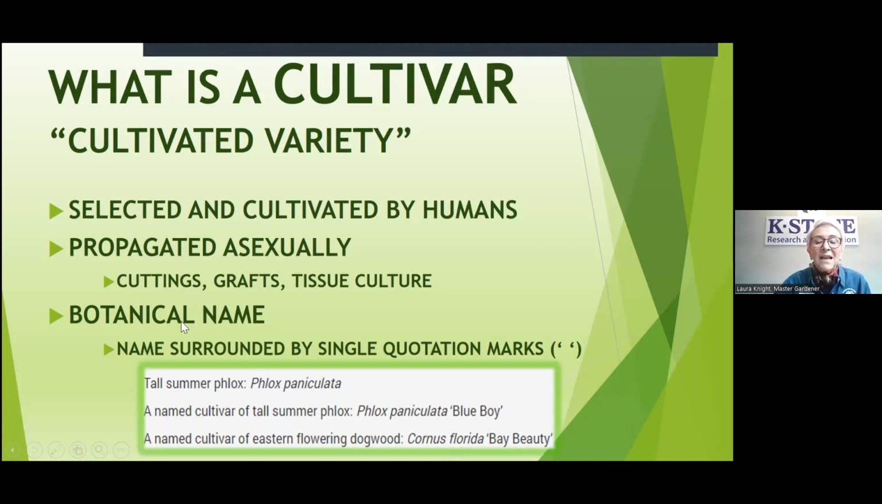The botanical name, when you buy it, is surrounded by single quotation marks. So if you're talking about a tall summer phlox, let's say it's Phlox paniculata, genus and species. And then the cultivar is 'Blue Boy'. It is a different print and it is within quotation marks.